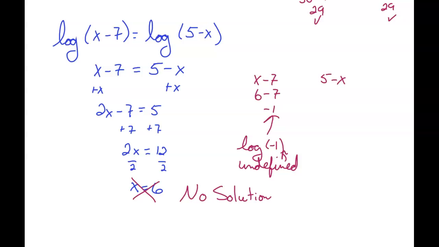So if you get a potential solution that makes your argument anywhere go to a negative value or to 0, you cannot use that particular solution. It is an extraneous solution.